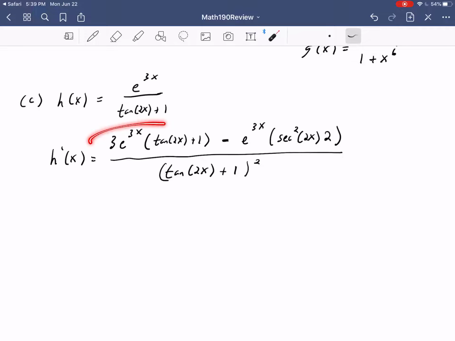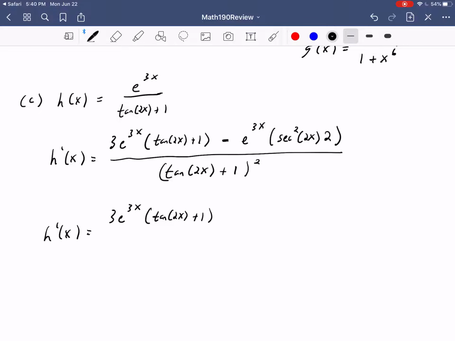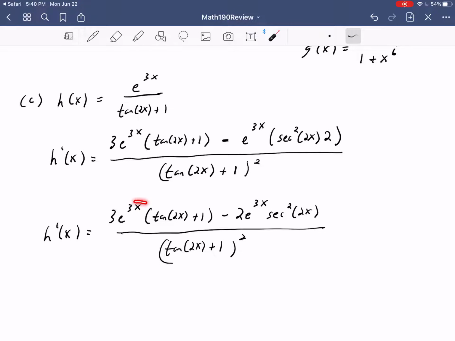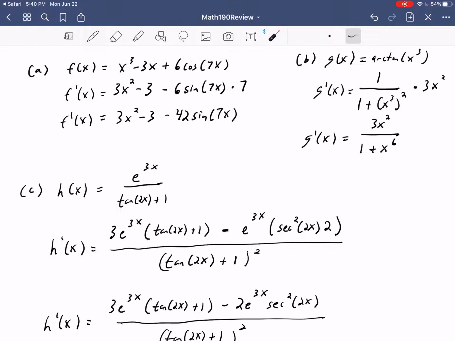Doesn't really look like there's much simplification. I suppose the only nice thing to do is move that 2 in front. So we can say h prime of x is 3e to the 3x tan 2x plus 1 minus 2e to the 3x secant squared 2x over tan 2x plus 1 all squared. We could try to multiply this out and see if there's anything else, but it should be very clear that there aren't going to be really any other simplifications, so might as well just leave it here. So there's a couple quick examples of just taking some derivatives.